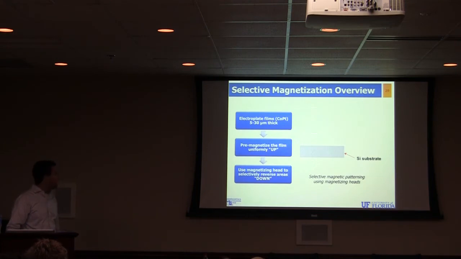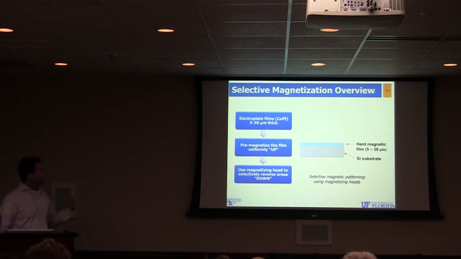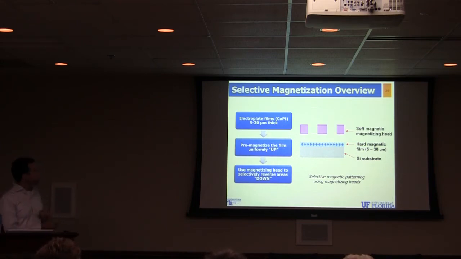All right, so now on to how we make what I call selectively magnetized film. I can tell we're running out of time, so we'll skip through some of this. We deposit our material, electroplate our hard magnetic film like cobalt platinum. We then pulse magnetize it uniformly north, and then we take a separately fabricated, what we call, soft magnetizing head.